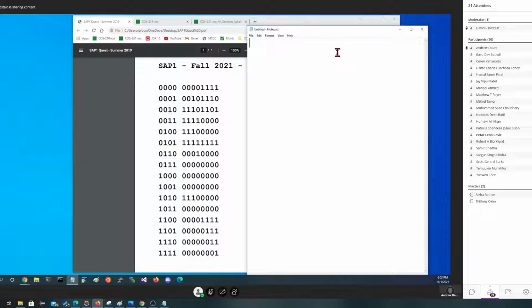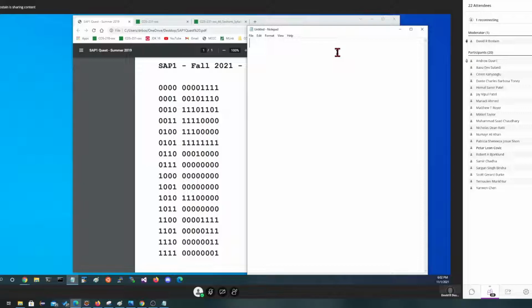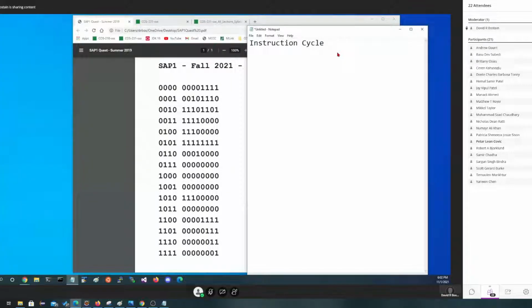Would that be the ring counter? Well, that's where we keep track of it. Basu, what's the name of it? Instruction cycle. Okay, instruction cycle. And Basu, what are the first 3 T states taken together called? The fetch cycle. That's right.